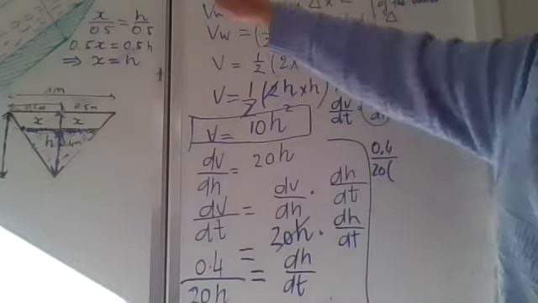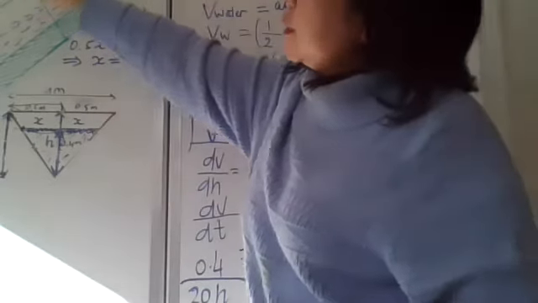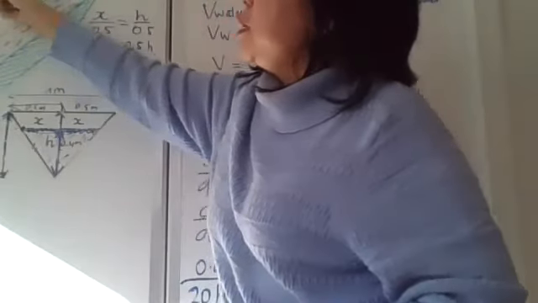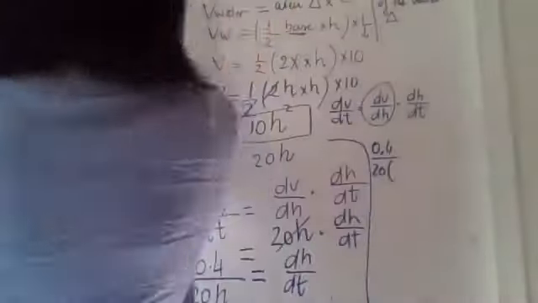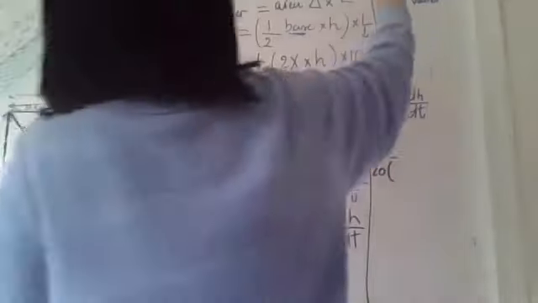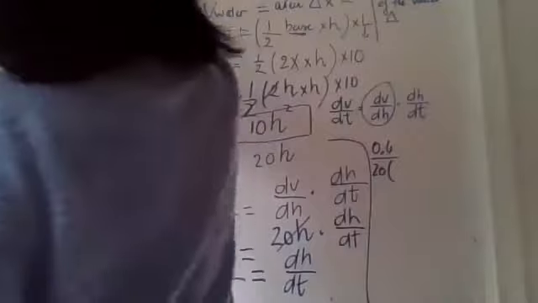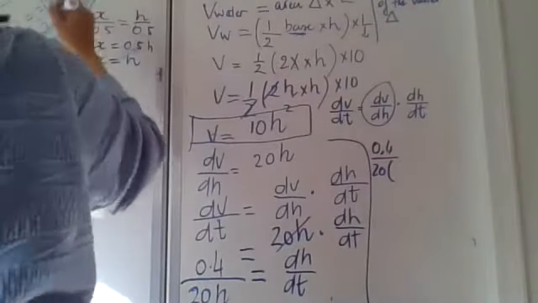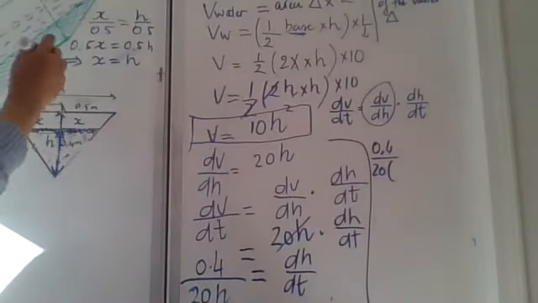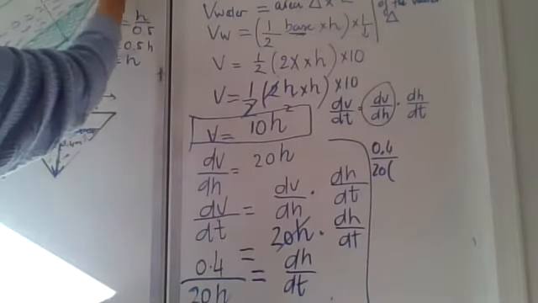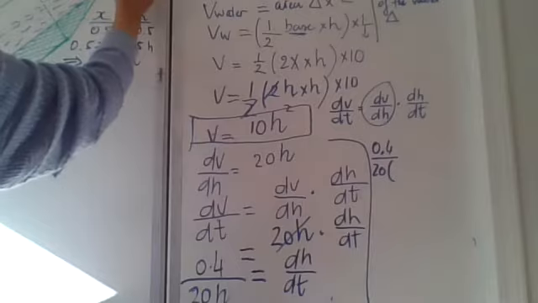We know that the question asks how fast the water level will rise when the water is 40 centimeters deep. I'm actually missing this information, right? So the height of water equals 40 centimeters, which equals 0.4 meter.